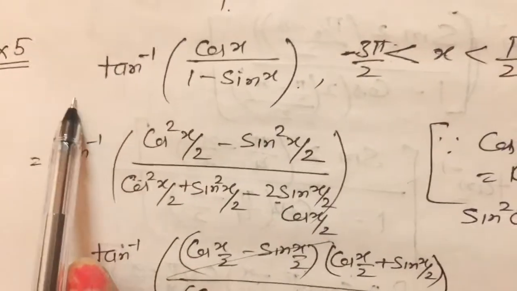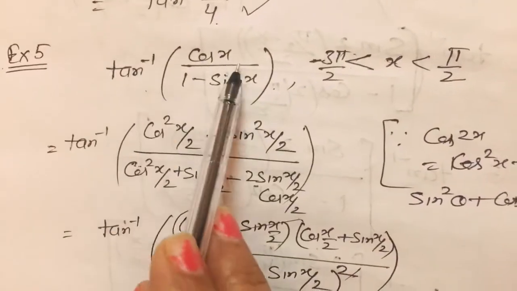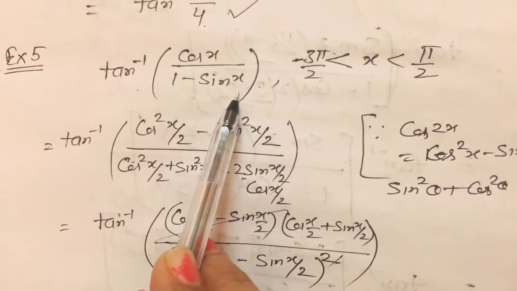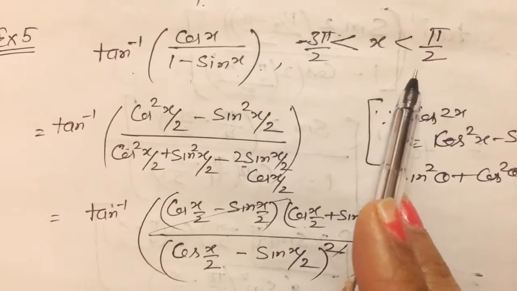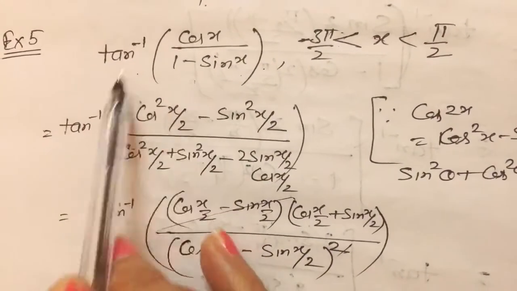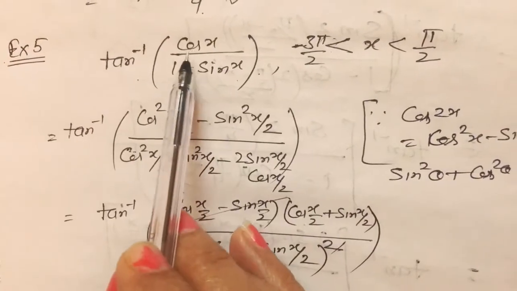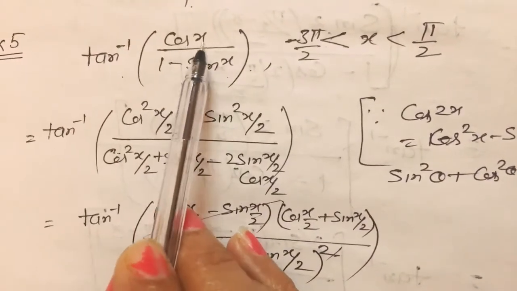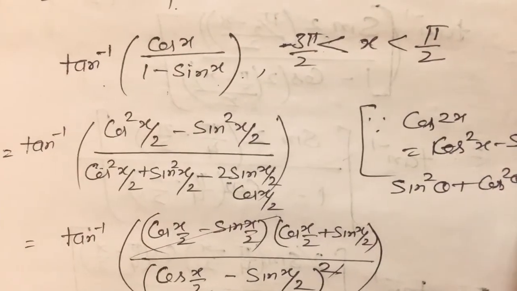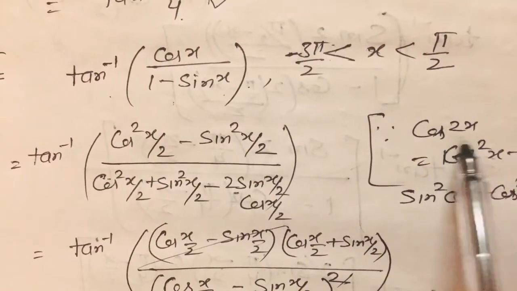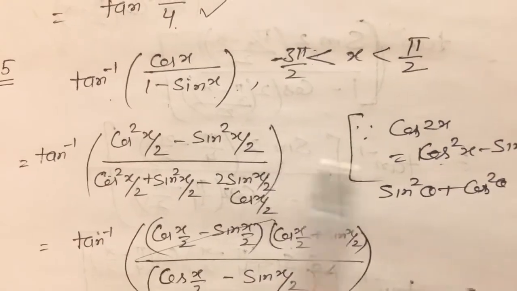So now look at example number 5. Tangent inverse of cos x upon 1 minus sin x, and x lies between minus 3 pi by 2 to pi by 2. So this is also a very important question. We know about this formula: cos 2x is equal to cos square x minus sin square x.